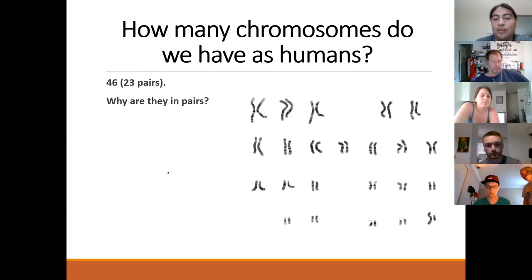So we spoke about it before. In humans, we have a total of 46 chromosomes or 23 pairs. And they are in pairs because one is coming from mom, one is coming from dad. And the same for every single one, all of them, one on one. So 50% each one of them, right?